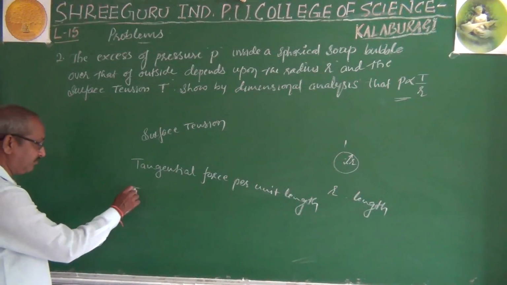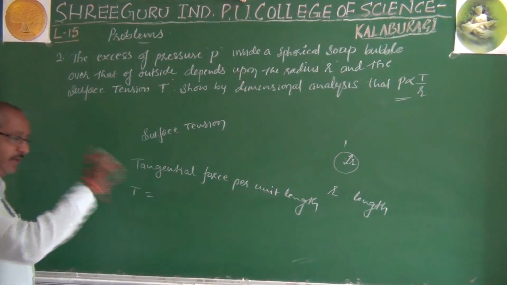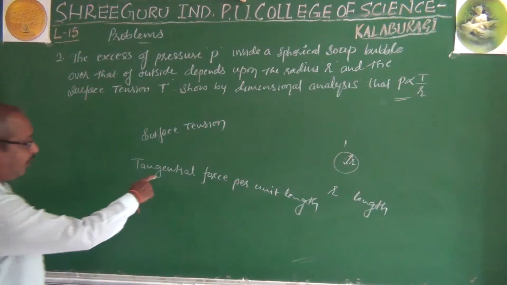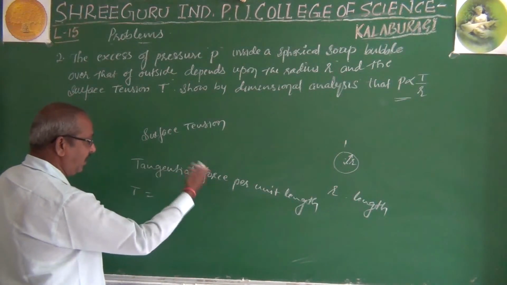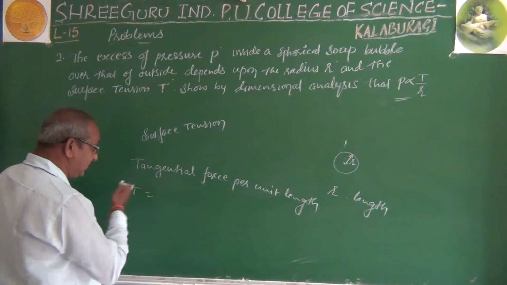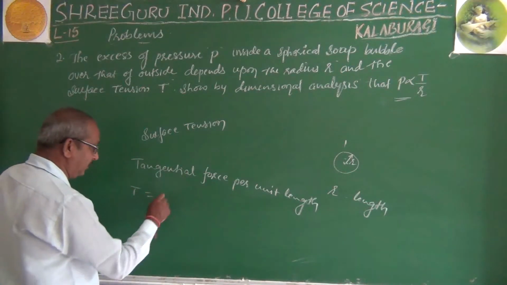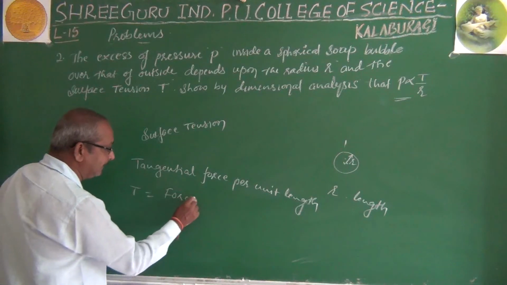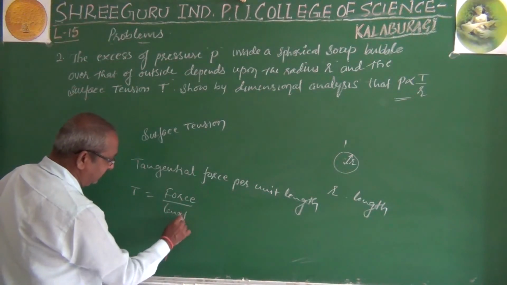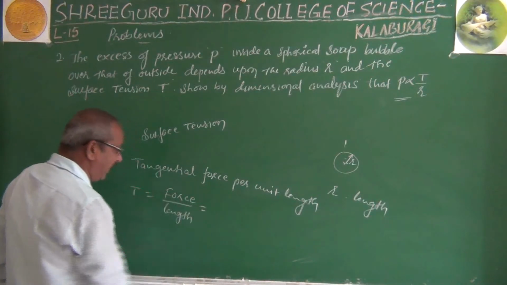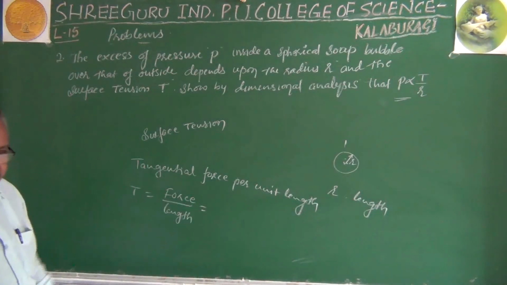And that is the surface tension dimension we have to know. Here we have tangential force. Either the force is tangential or normal or any other force, in case of a dimensional formula we will write force only. Per unit length means divided by length. So this is equal to the dimension for force, which I gave you.